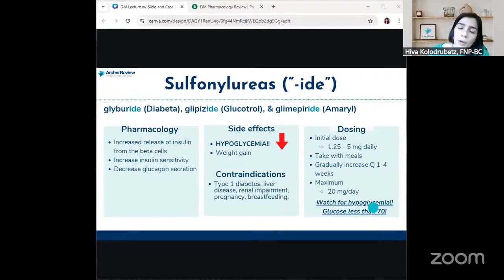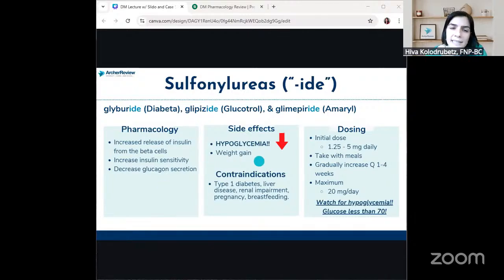So with dosing, what we're going to focus on with this class is we really want to make sure we're educating our patients on not skipping meals. We have to take this medication with meals, and then we're going to be really gradual when we're increasing this medication because we really want to be watching for signs and symptoms of hypoglycemia. It also works in the liver. It decreases that glucagon secretion, again, working in trying to help drive down those blood glucose levels.